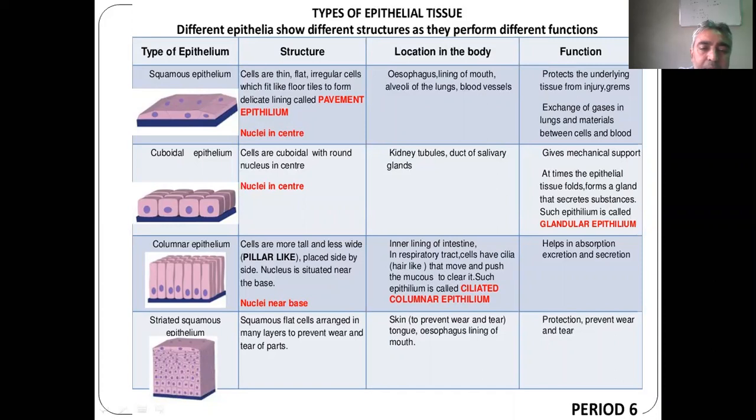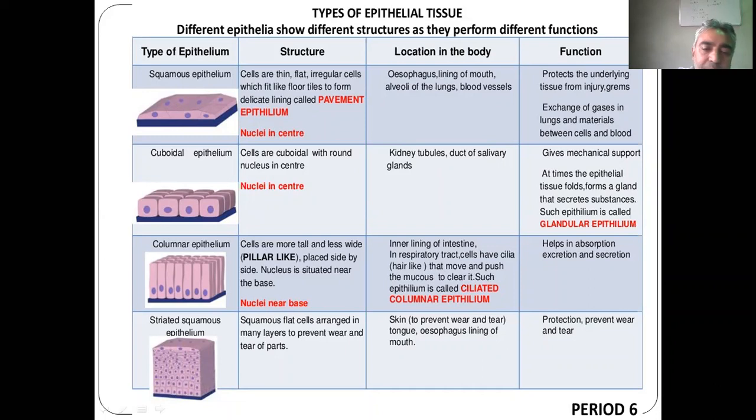Then cuboidal epithelium: cells are cuboidal with a round nucleus in the center. Location: kidney tubules, ducts of salivary glands. Function: gives mechanical support. At times the epithelial tissue folds to form a gland that secretes substances. Such epithelium is called glandular epithelium.